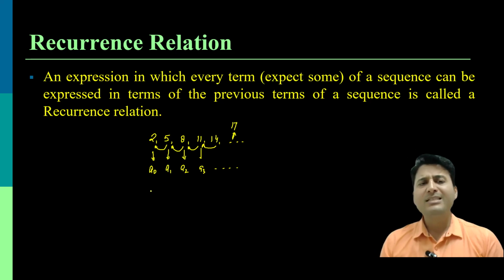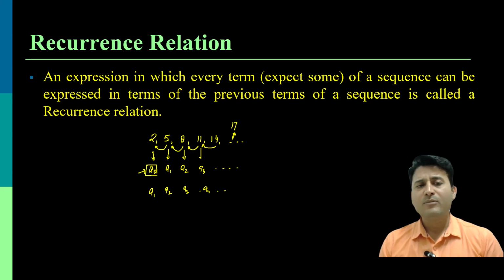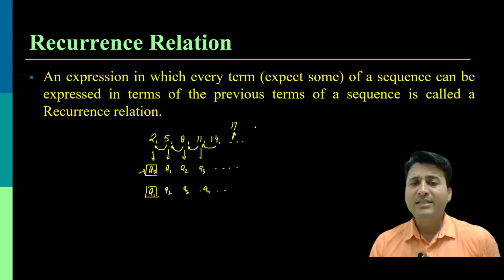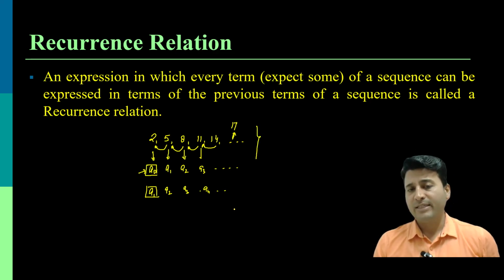Now in place of this, the terms can also be written as: the first term is A1, the second term is A2, then the third term, then the fourth term. Over here we call it the zeroth term. Over here we call it the first term. Now I am interested in getting a sequence from it.